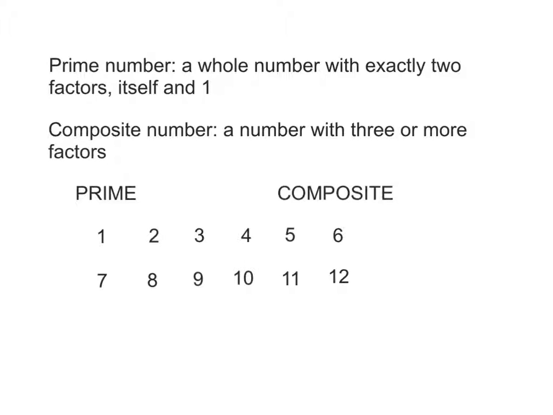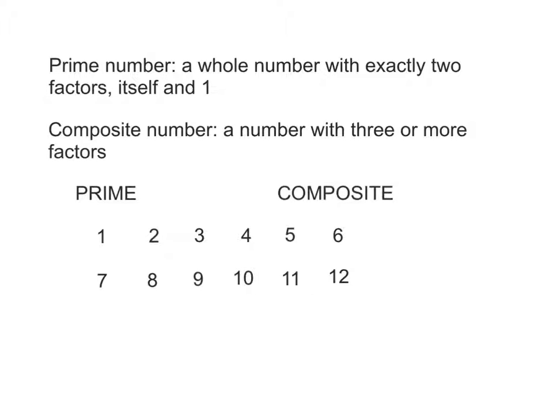Another thing we need to talk about is prime and composite numbers. And I'm pretty sure you've heard of these before too. A prime number is a whole number with exactly 2 factors, itself and 1. So nothing else divides evenly into it besides itself and 1. It has just 2 factors. A composite number is a number with 3 or more factors. So those numbers that we just looked at, which were 24 and 75, are they prime or composite? Composite, because they had a bunch of factors, right?